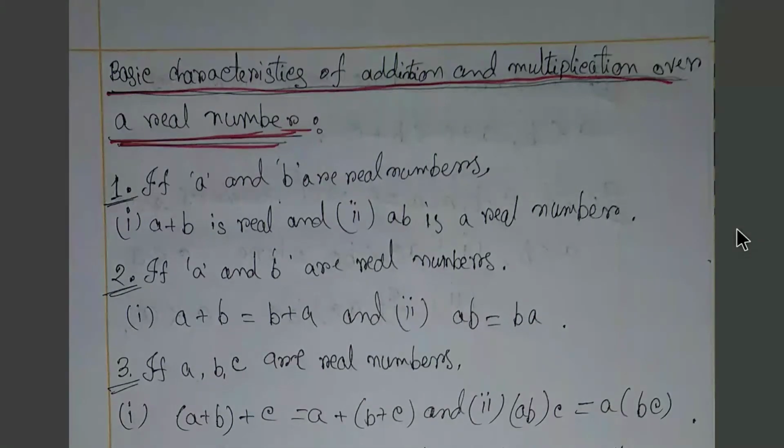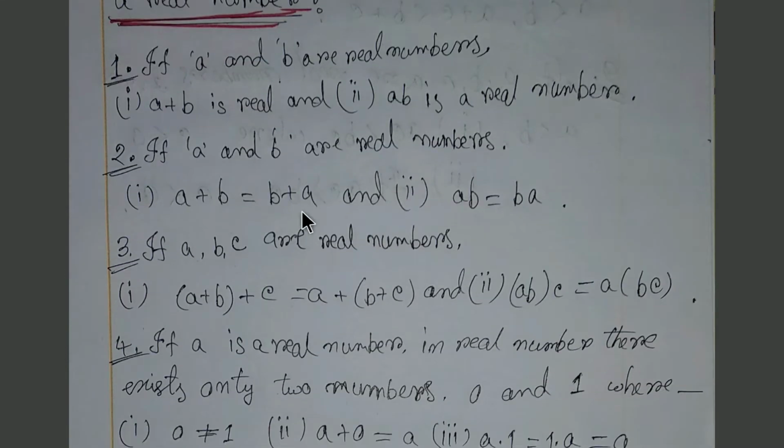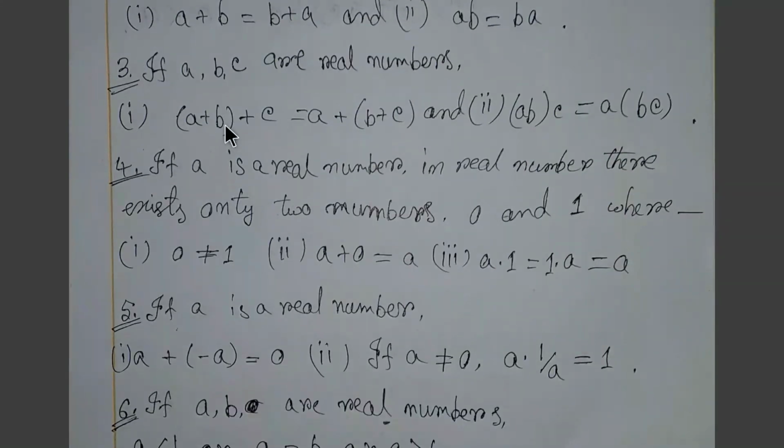Here are the basic characteristics of addition and multiplication over real numbers. So now we will discuss the characteristics of addition and multiplication over real numbers. If a and b are real numbers, then what will happen? a plus b is a real number and ab is a real number. If a and b are real numbers, then a plus b is equal to b plus a and ab is equal to ba. If a, b and c are real numbers, then a plus b plus c is equal to a plus b plus c.